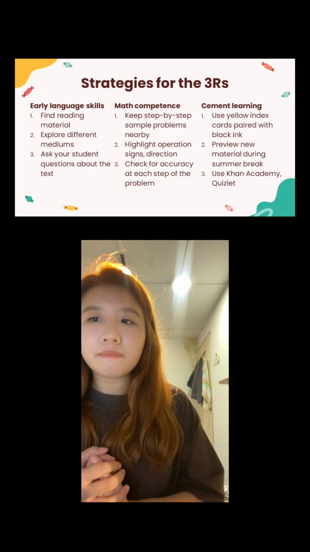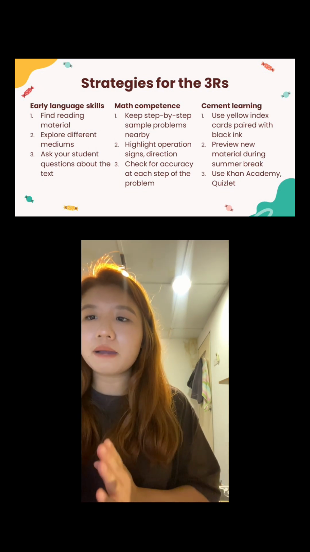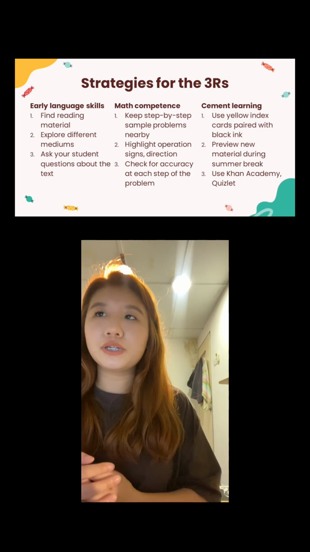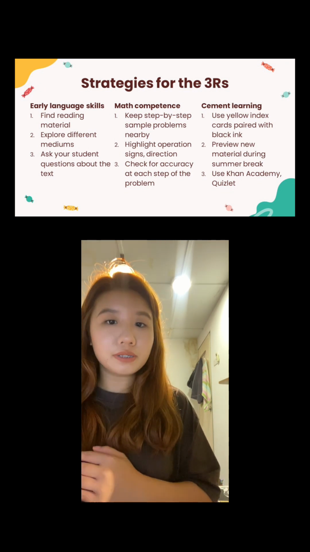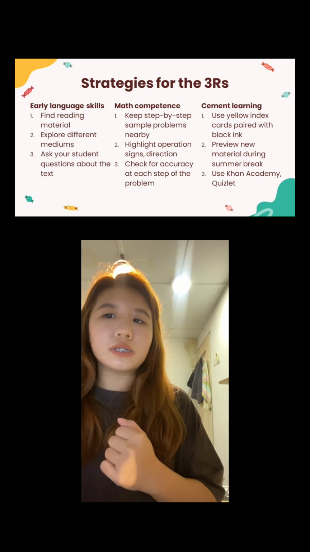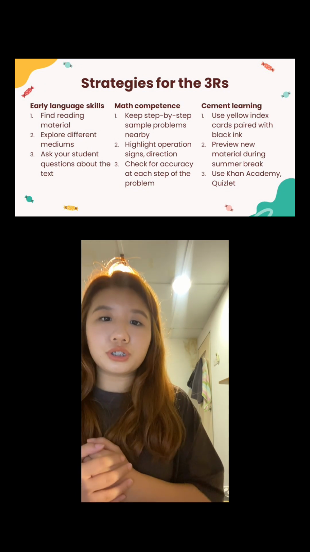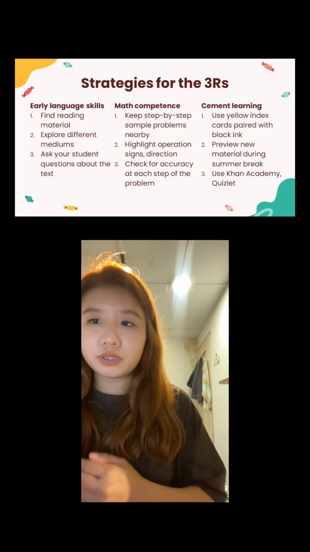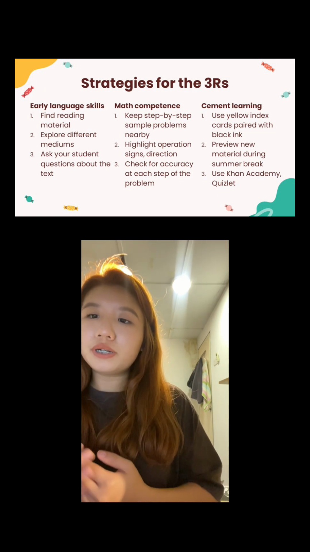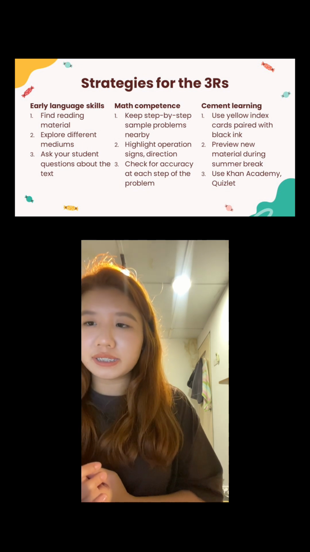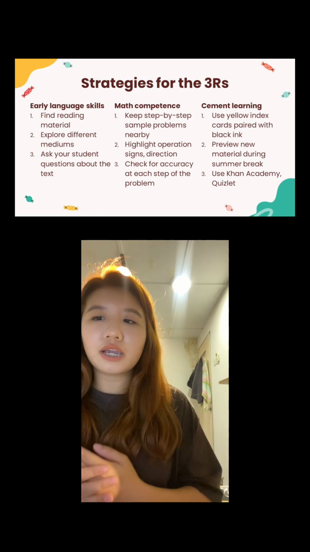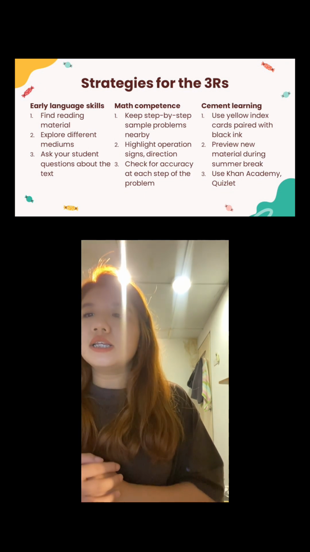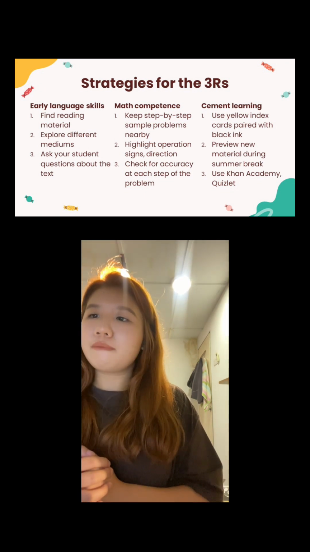Number 2, math competence. Keep step-by-step sample problems nearby. For example, you can put the problem-solving steps on the board to show the children how the math problem is to be solved. Highlight operation signs and directions, and the last one is check for accuracy at each step of the problems. The last one, content learning.